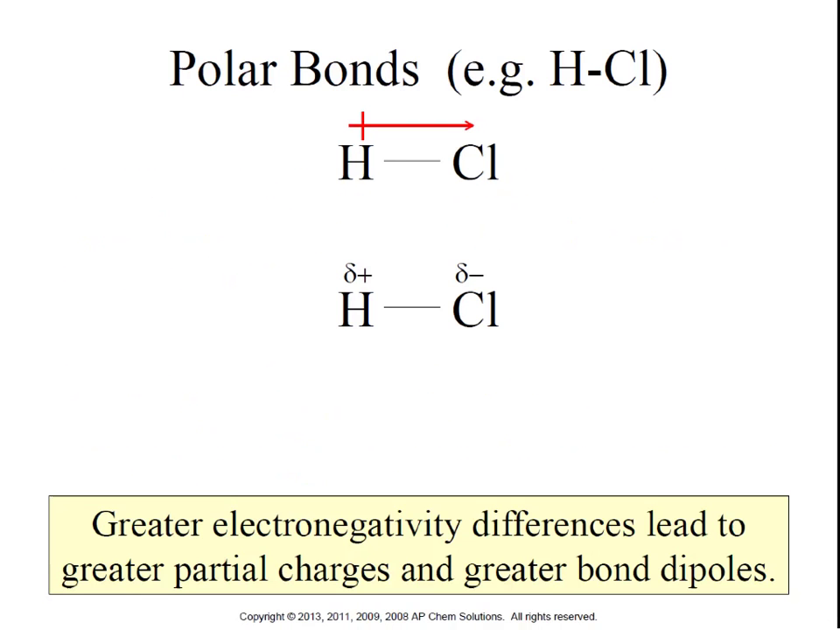Alright, so here's just another example of a polar bond. When you have hydrogen bonded to chlorine, chlorine is significantly more electronegative than hydrogen, so as a result the electrons are pulled more closely to the chlorine, and so you're going to have a higher electron density around chlorine than you are around hydrogen. So as a result you'll end up with a slightly negative charge on chlorine and a slightly positive charge on hydrogen, and those slightly positive, slightly negative charges are called dipoles. And you can have a dipole that's positive or a dipole that's negative.